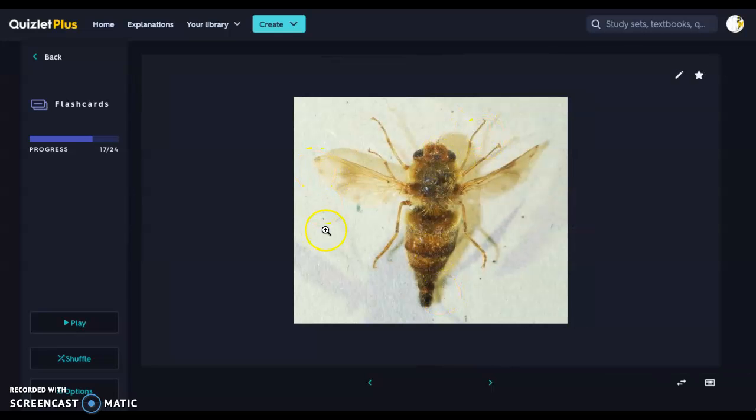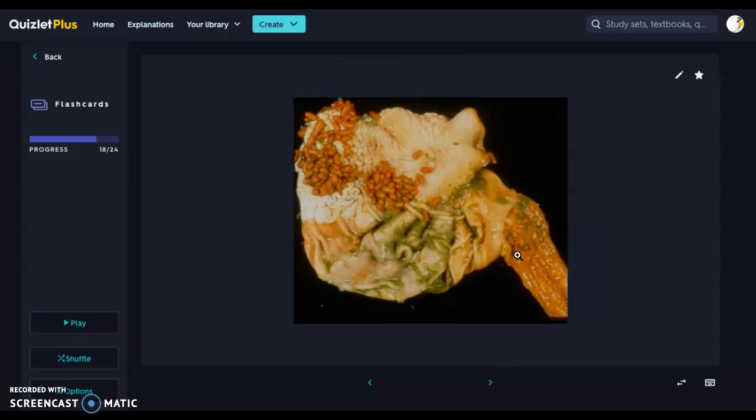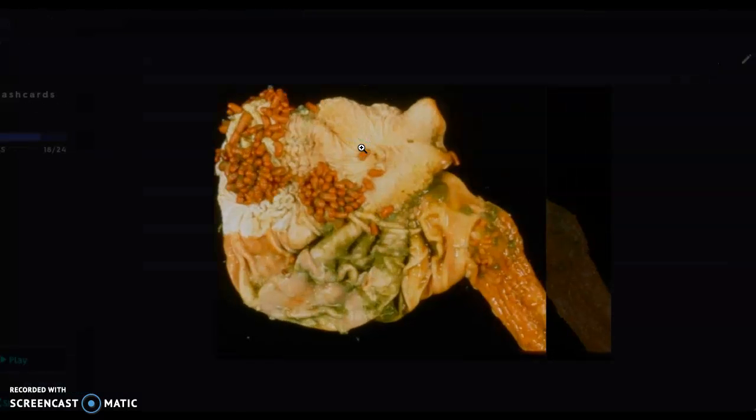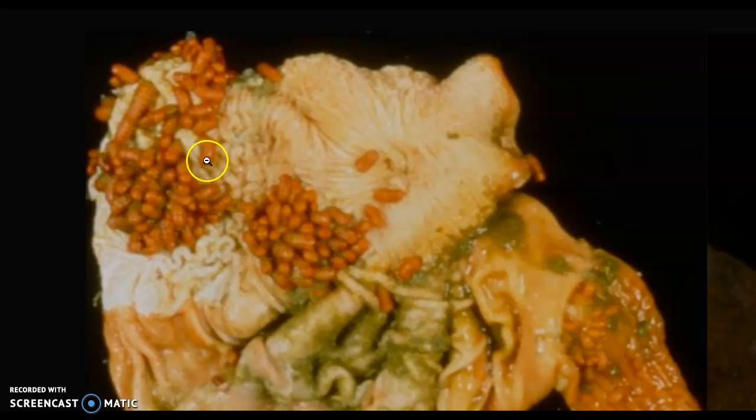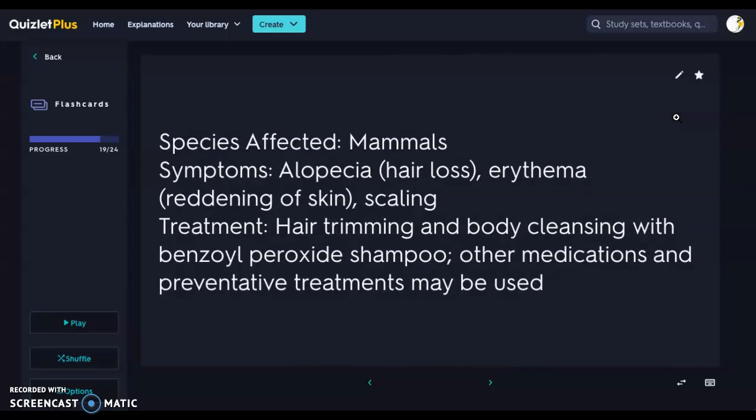So here is what the adult looks like. And then this is infected tissue, and those are the larvae. So if I zoom in, you can see the little head and the segments of the body, as you would expect on any invertebrate. Okay, so that's what can happen when they travel inside of the organs.